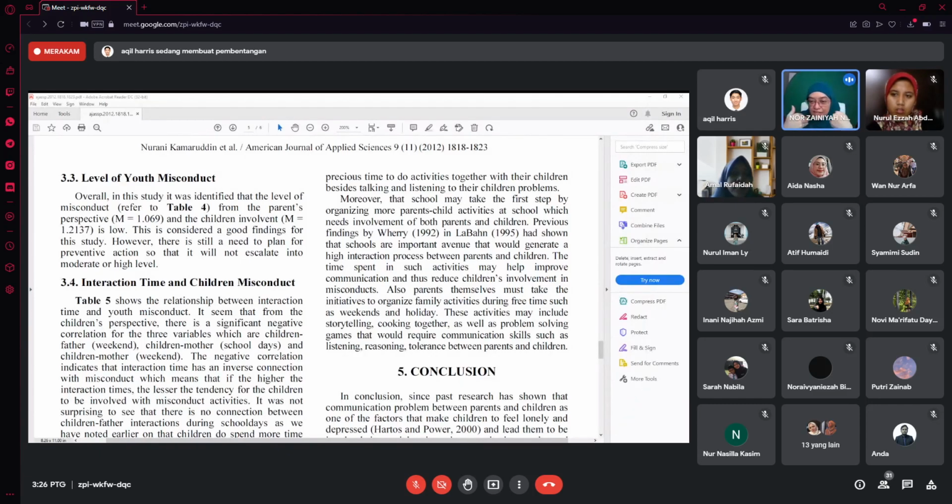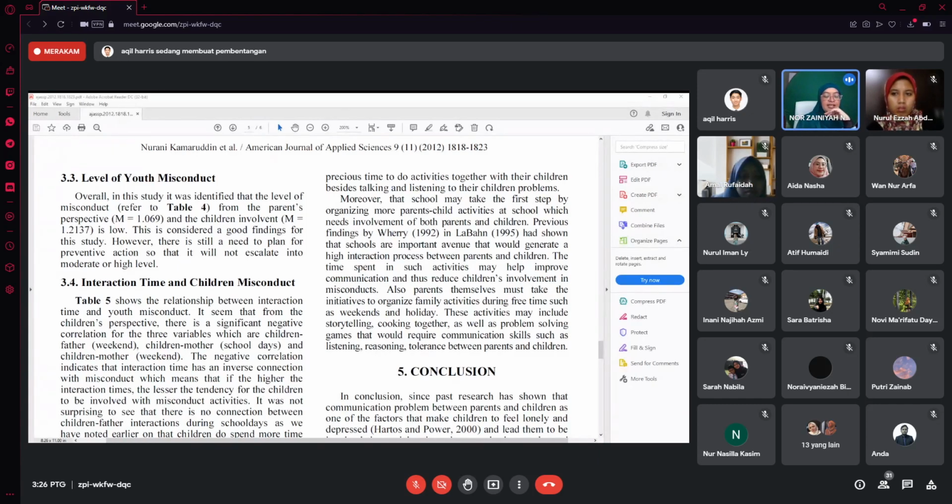Anyway, so this is just to identify, right? M means mean, so that's the average, that's the figure. So how do you understand whether that figure is good or bad? They have this reported there. So when you look at 3.3, overall in this study, it was identified that the level of misconduct referred to in table 4, from the parents' perspective is M equals 1.069, and the children's involvement is M equals 1.2137. The word that you can see there is low.